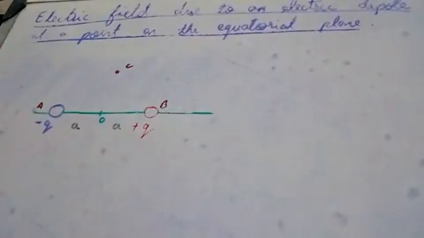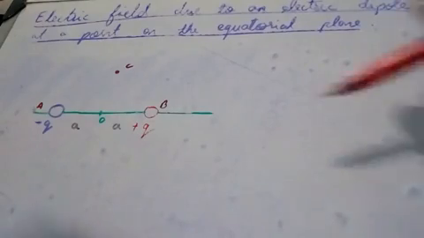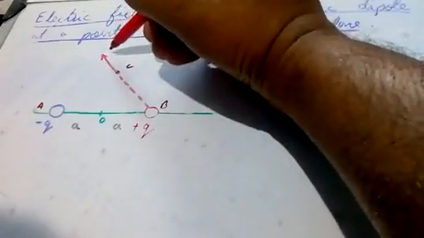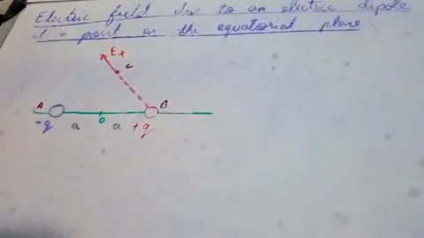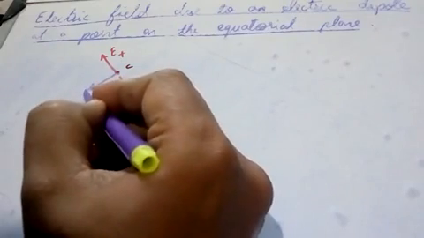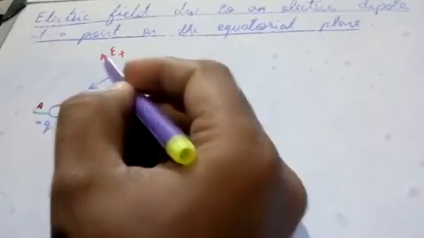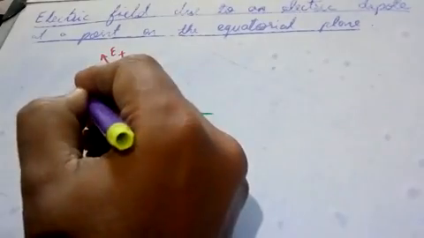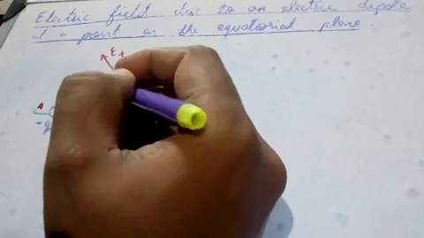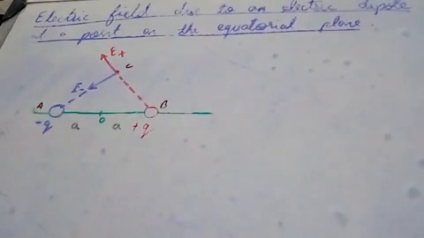Now let's see the electric fields. For the positive charge, the electric field will go outwards this way. This is the electric field due to the positive charge, E plus. The electric field due to the negative charge will travel inwards, towards the negative charge. This is the electric field due to the negative charge. These two must add to each other, and we can use vectorial addition.